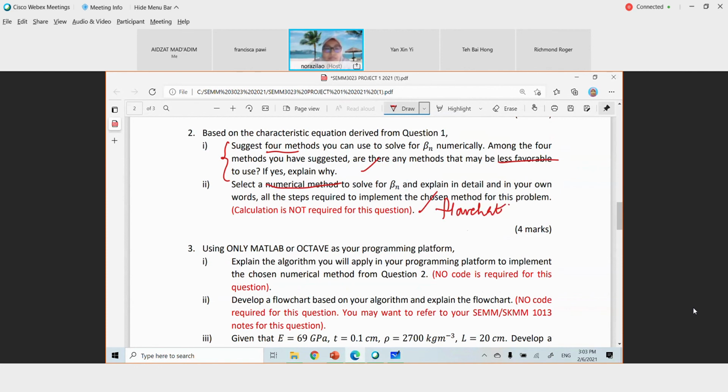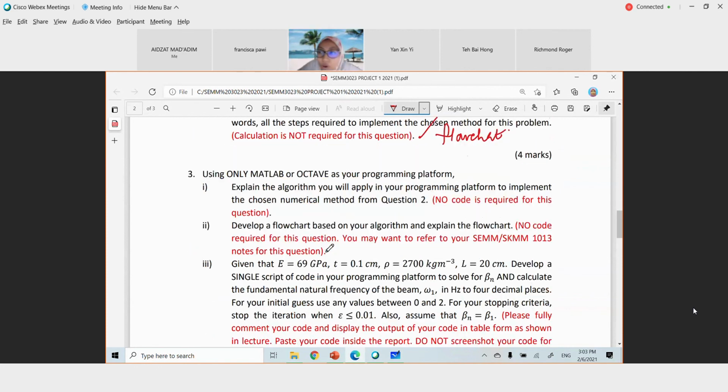Task number 3. Use only MATLAB or Octave, but I suggest you use Octave because this is the open version solver, as your programming platform. Explain the algorithm you will apply in your programming platform to implement the chosen numerical method from question 2. No code is required for this. This is only to explain your algorithm, what kind of algorithm you need to use, and so on. Don't write the code yet.